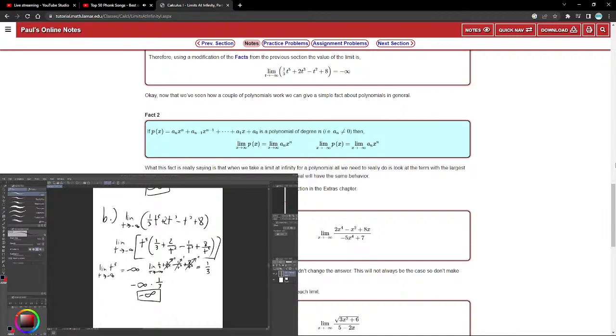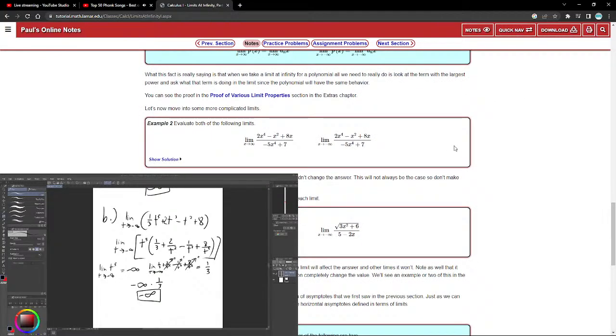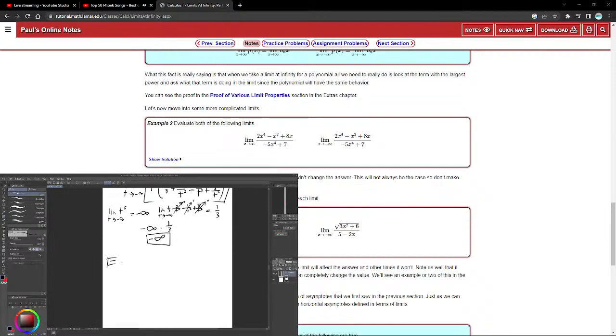What this fact is really saying is that when we take a limit at infinity for a polynomial, all we really need to do is look at the term with the largest power and ask what the term is doing in the limit, since the polynomial will have the same behavior. You can see the proof in the proof of various limit properties section in the extras chapter. Let's now move into some more complicated limits. Evaluate both of the following limits.